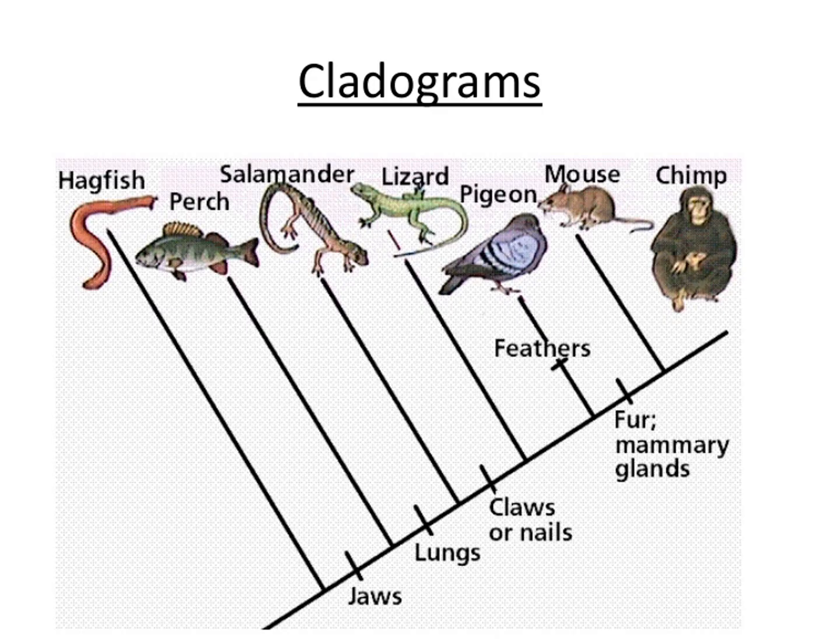Claws or nails, adapted for gripping and tearing, is a derived character that unites the lizard, pigeon, mouse, and chimp. Similarly, having fur and mammary glands unites the mouse and chimpanzee and does not include the other organisms. Okay, it's time to stop here and show what you know.